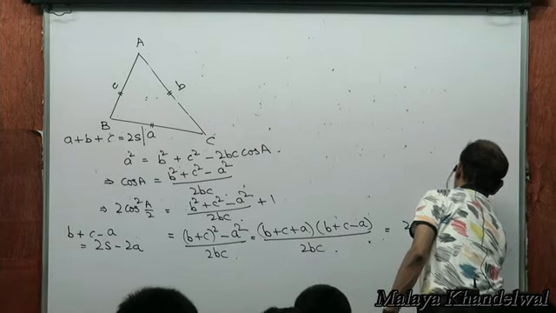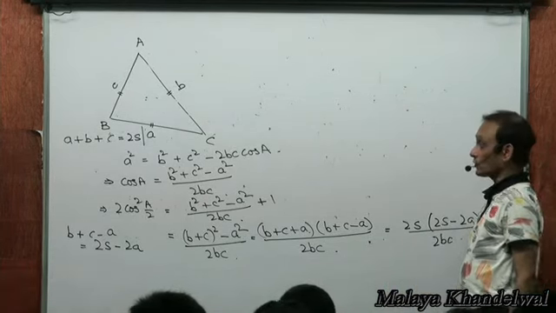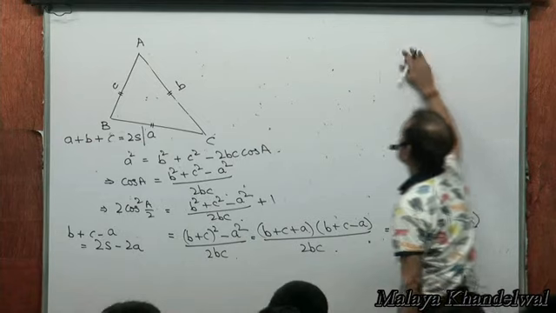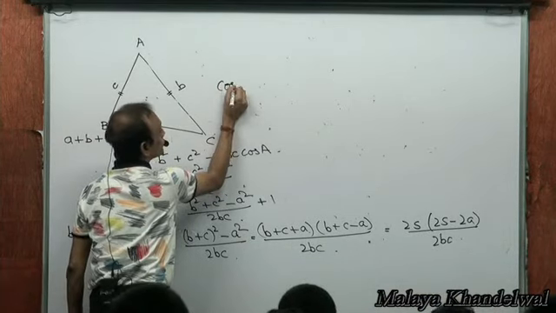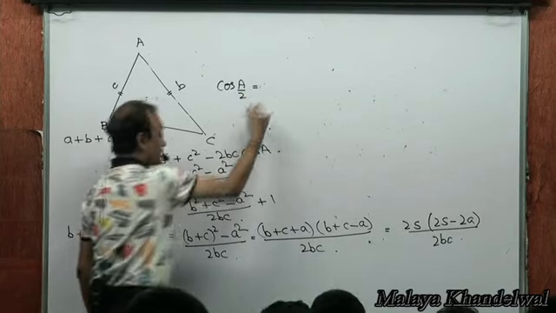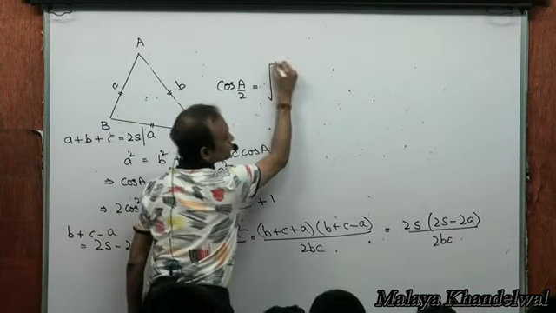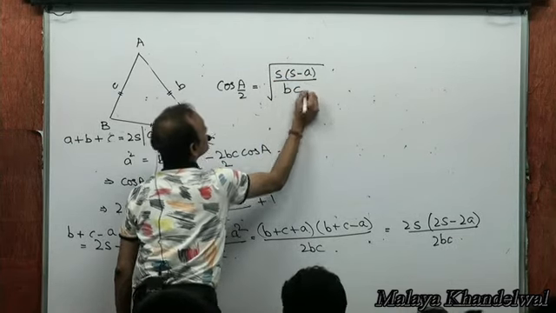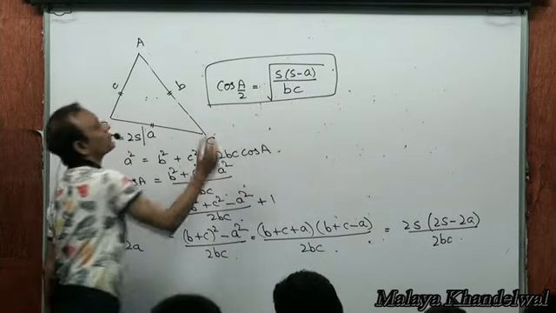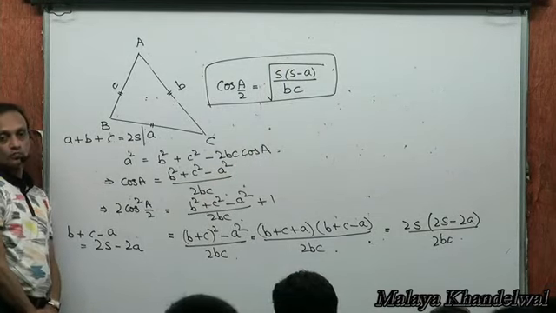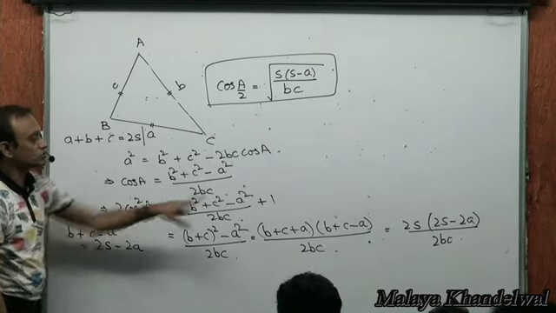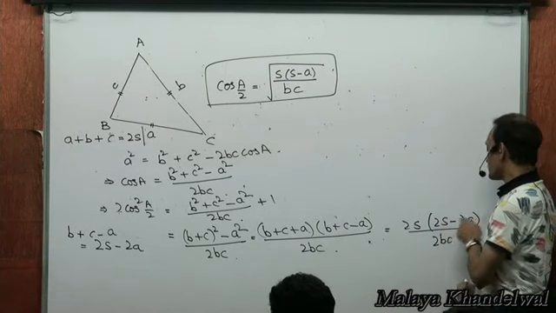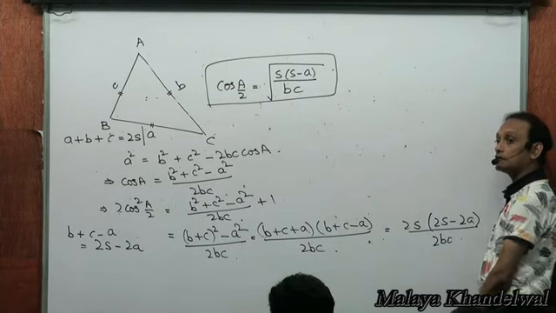Divided by 2bc, right? So all of this is 2 cos squared A by 2. So cos A by 2, as you can see very readily, is going to be root s into s minus a divided by bc. That's cos A by 2. This 2 goes there, this will make this 4, and 2 taken common, that 4 will get cancelled. So root of s into s minus a by bc is cosine of half the angle.